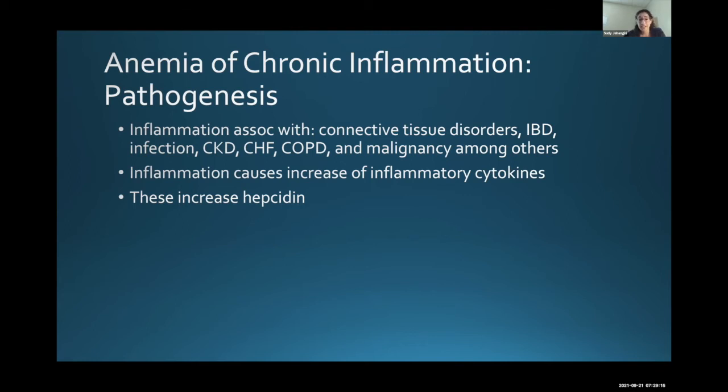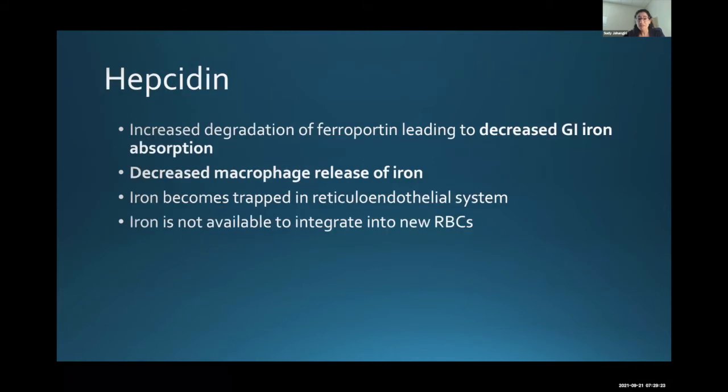The proposed mechanism by which this happens is that inflammation causes these inflammatory cytokines to increase, and then they cause an increase in hepcidin. Hepcidin causes degradation of ferroportin and eventually causes decreased iron absorption, as well as decreased macrophage release of iron. This causes iron to become trapped in the reticuloendothelial system. So even though many times these patients have adequate iron stores, they're just not able to tap into those and use them.